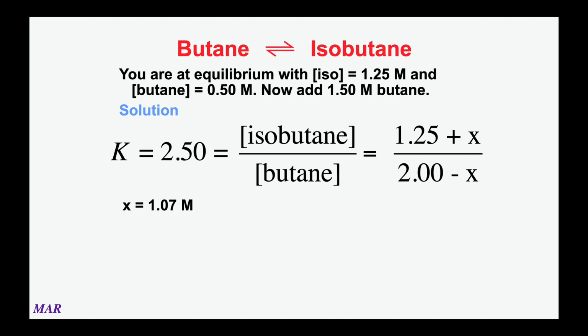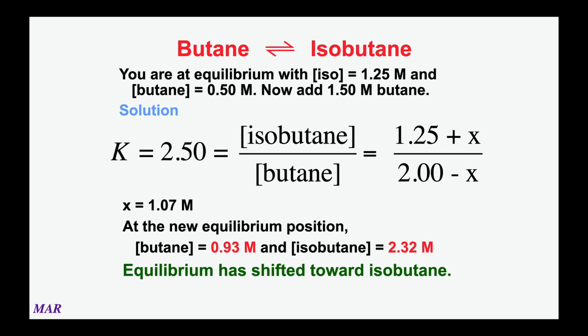So make sure you can go from the K expression to the x of 1.07. You don't need a quadratic or anything like that. Anyway, with a 1.07 number, then you can calculate the new value. So the butane was 0.93. That comes from 2 minus 1.07. The isobutane, 1.25 plus 1.07.